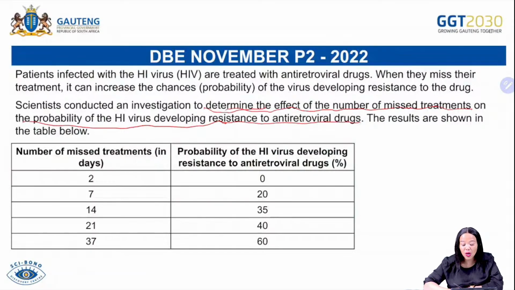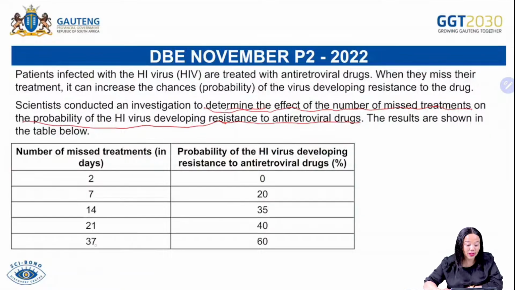That's when you need to ask yourself, which variable here is the dependent variable and which is the independent variable? Does the probability of HIV virus developing resistance depend on the number of missed treatments, or does the number of missed treatments depend on the probability of HIV virus developing resistance? The results are shown in the table below. You are given the number of missed treatments from day 2 to day 37, and the probability of the HIV virus developing resistance to antiretroviral drugs.